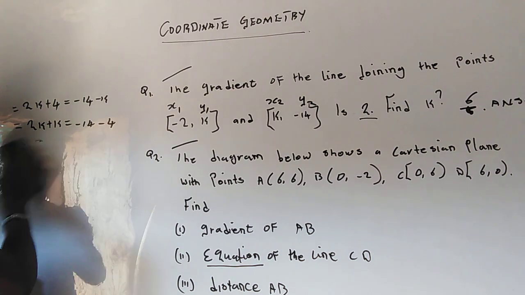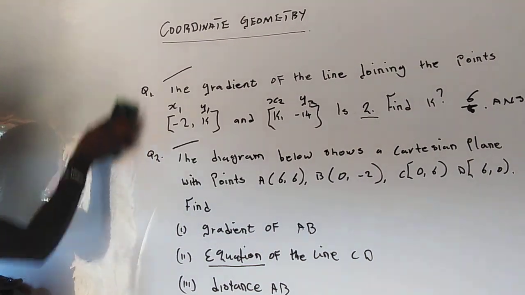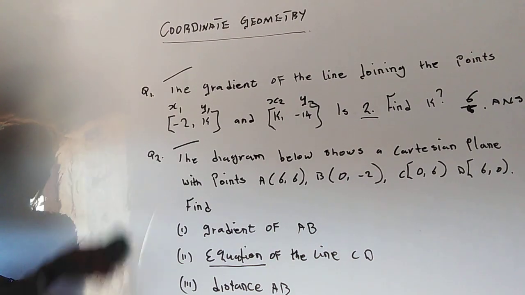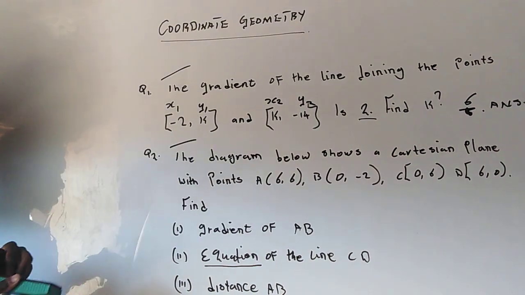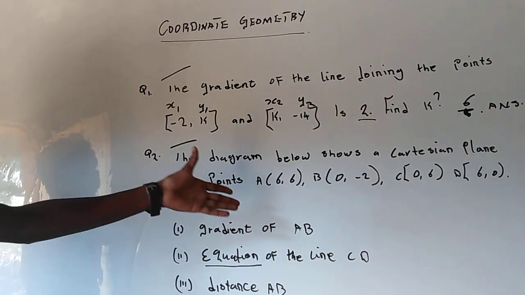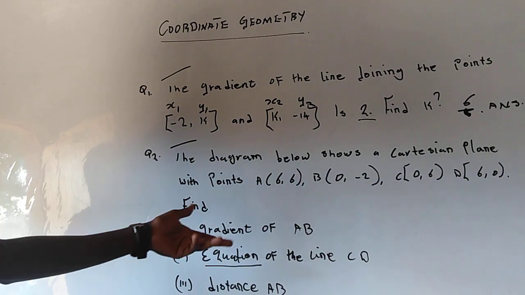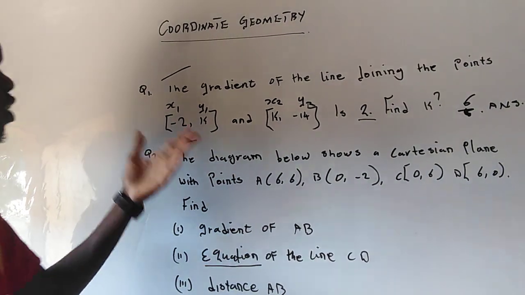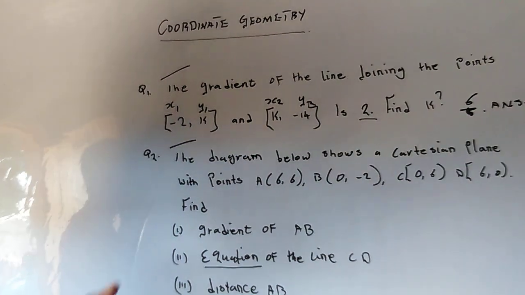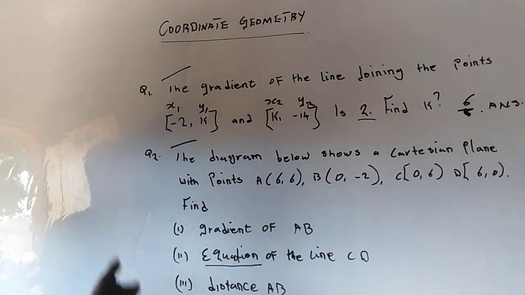Okay, so this is coordinate geometry. Very, very simple topic, more especially when you know what you're doing. The diagram below shows the Cartesian plane with points A and B. Sorry, just unfortunate that I didn't draw the diagram, but these are the points which are denoted there. Okay, so find the gradient.